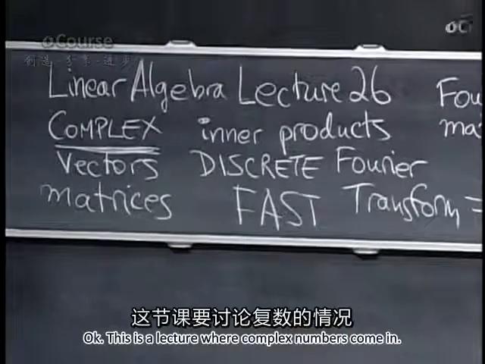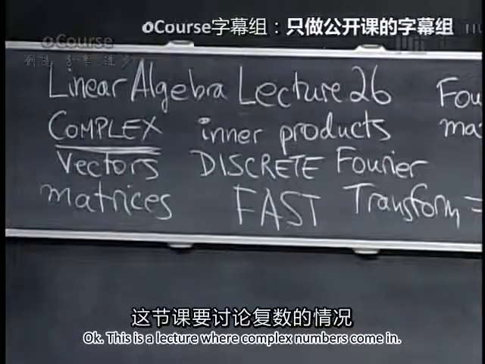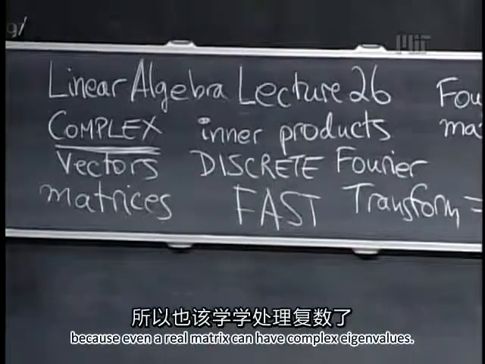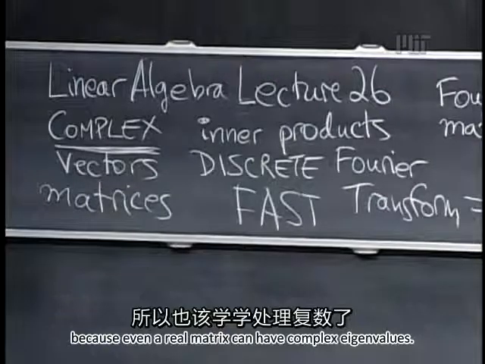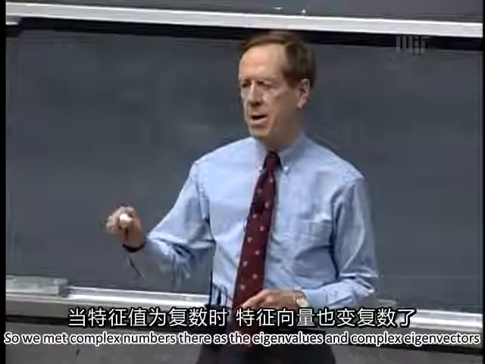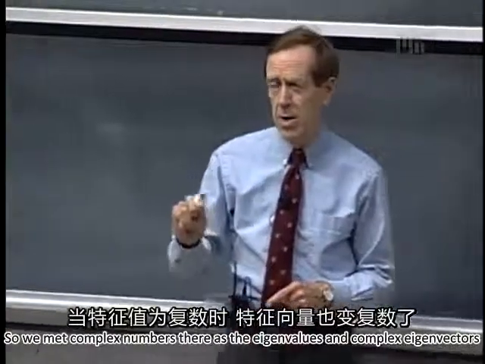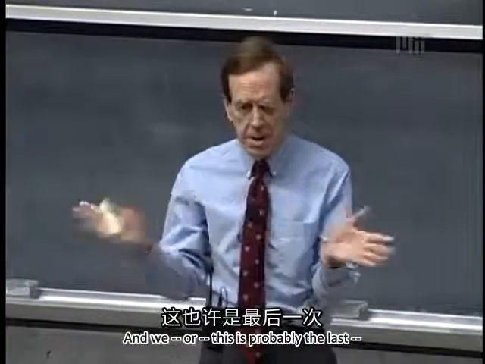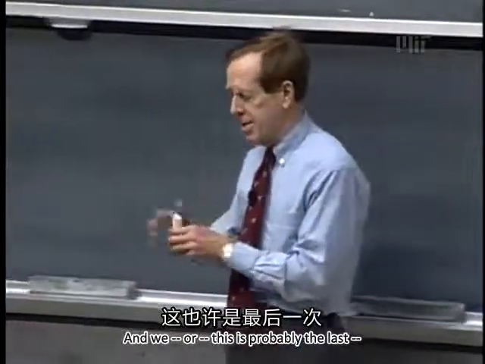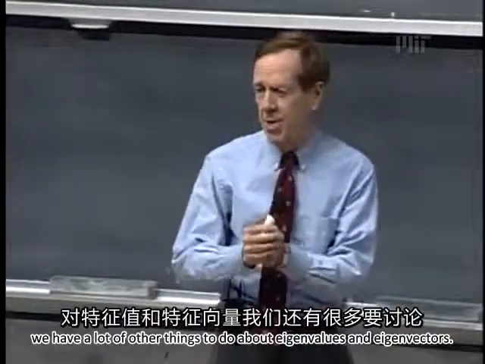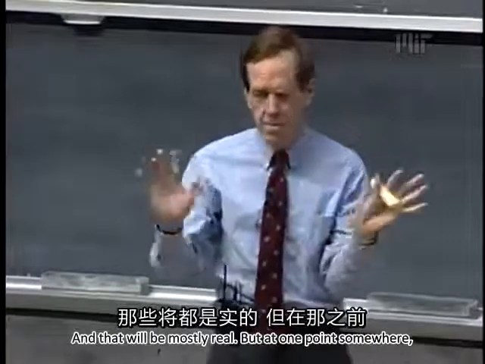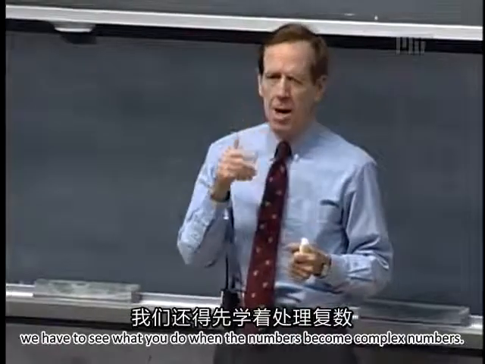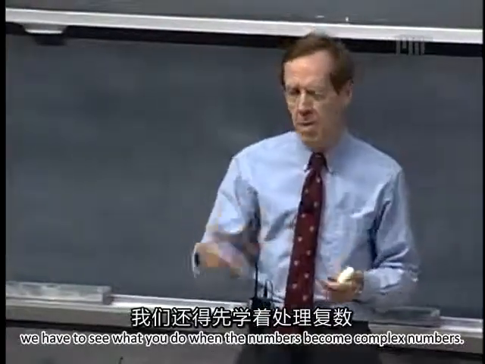Okay, this is a lecture where complex numbers come in. Complex numbers have slipped into this course because even a real matrix can have complex eigenvalues. So we met complex numbers there as the eigenvalues and complex eigenvectors. And this is probably the last. We have a lot of other things to do about eigenvalues and eigenvectors, and that will be mostly real. But at one point somewhere, we have to see what you do when the numbers become complex numbers.